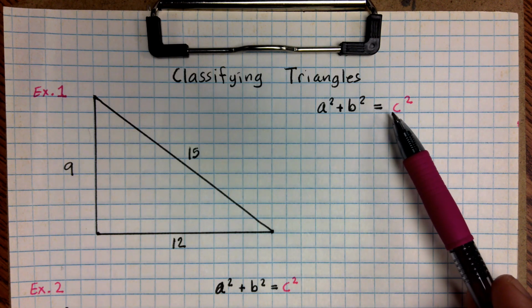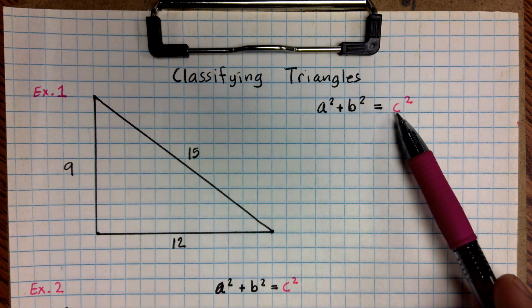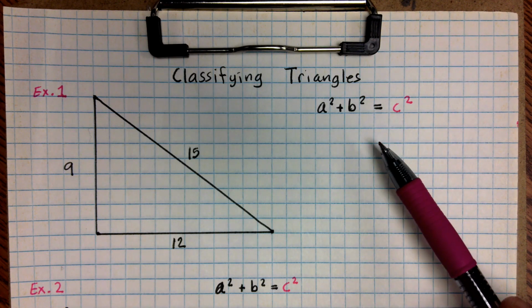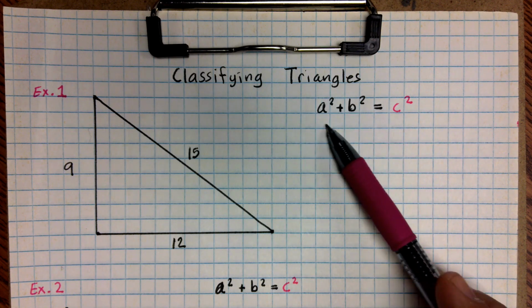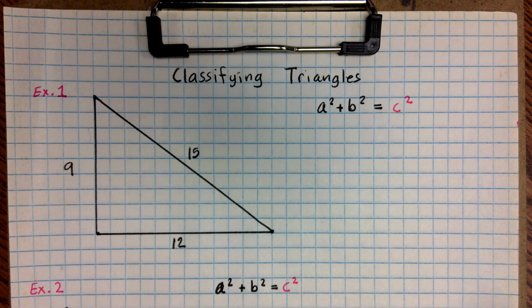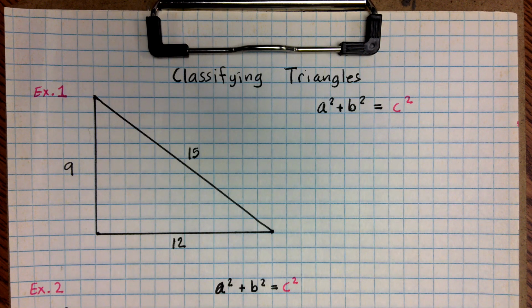We want to see, do we have a situation where both sides of the equation are equal? Do we have a situation where the left side of the equation is less than the right side? Or do we have a situation where the left side is greater than the right side? That'll tell us whether our triangle is a right triangle, an obtuse triangle, or an acute triangle. So let's go ahead and substitute these numbers in and see what I'm talking about.